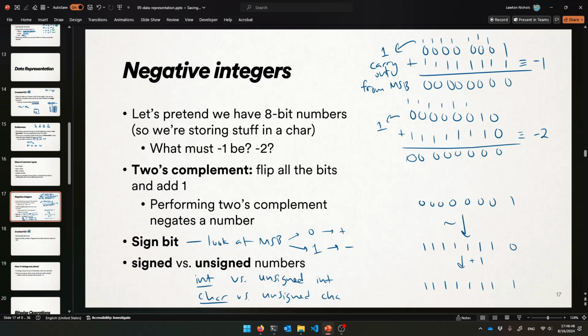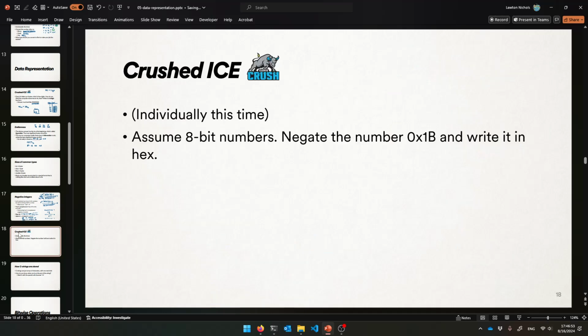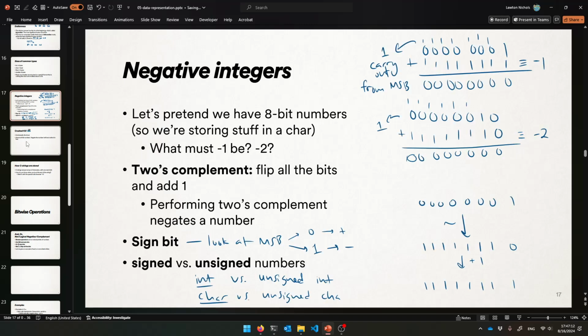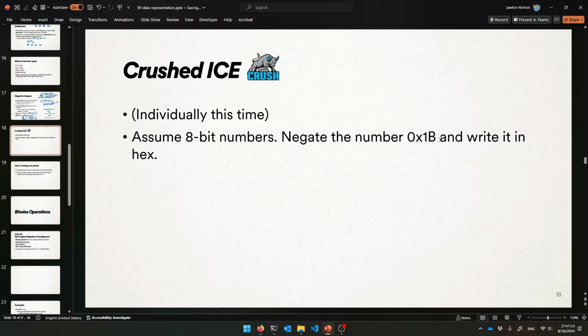So, with that, I think I'd like to give you a question to try. All right? So here's your question. Assume that we're working with 8-bit numbers, so every number is 1 byte long. We're working with chars. I'd like you to take this number, represented in hexadecimal, and negate it using 2's complement, so flip all the bits and add 1, and write it in hex again. Okay? You're going to have to go through binary, but you don't even have to go to decimal.